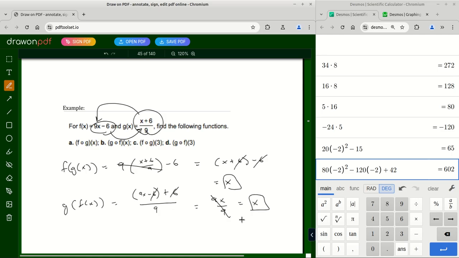Now, this is actually useful for the next section. When you get just x, when you do it both ways like that, they're inverses. Again, that's not right now. That's going to be the next section. But it is pretty cool.